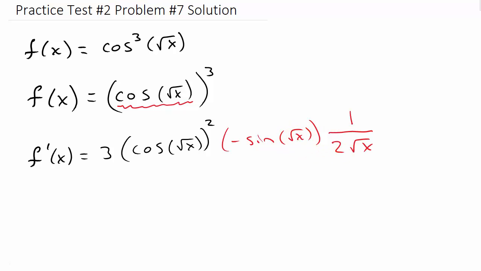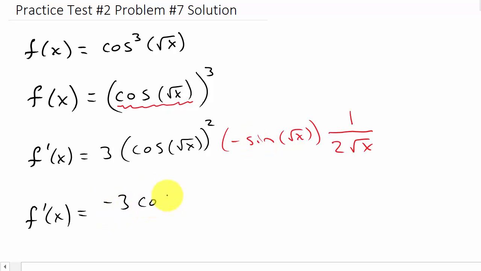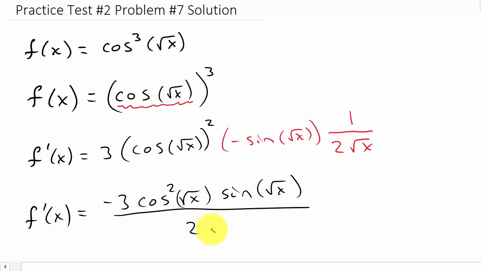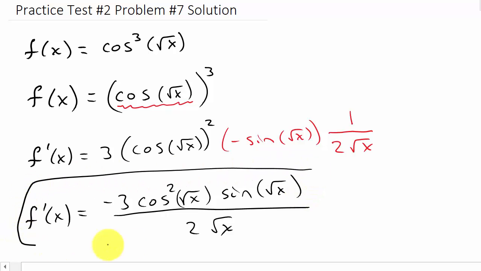And so, well, that's it. We did it. We brought the 3 down, subtracted 1, times the derivative of what's inside the parentheses. So the derivative of cosine square root of x is this. And so that's just going to give me f prime of x is equal to, well, I got a negative here, so negative 3 cosine, and I'm going to go ahead and write it back like cosine squared square root of x, sine square root of x, and that's all over 2 square root of x. And this would be your final solution.